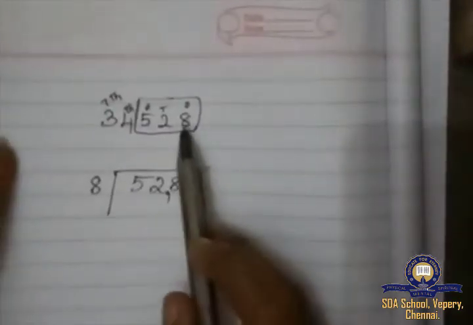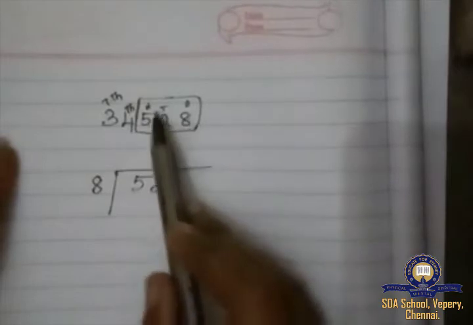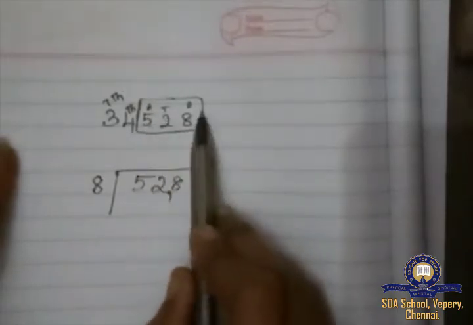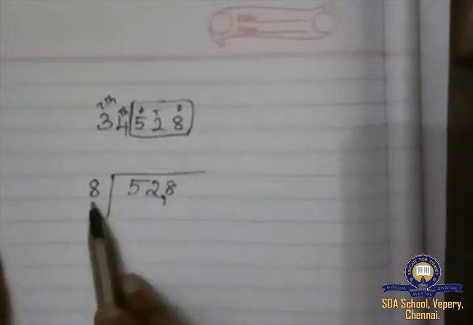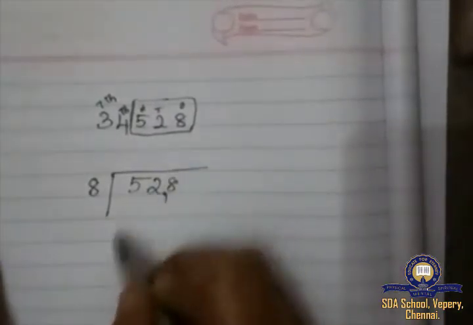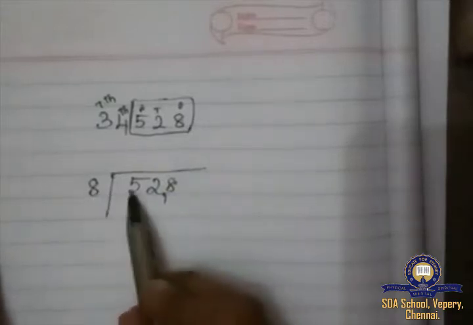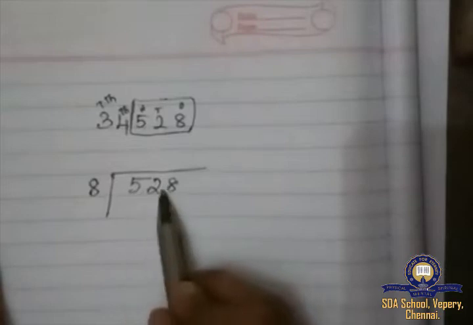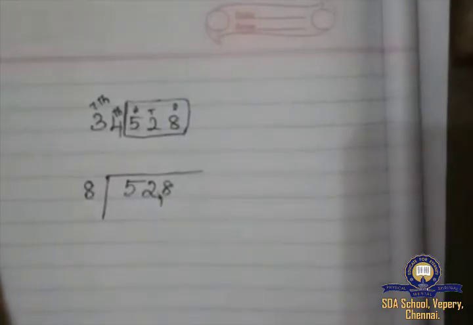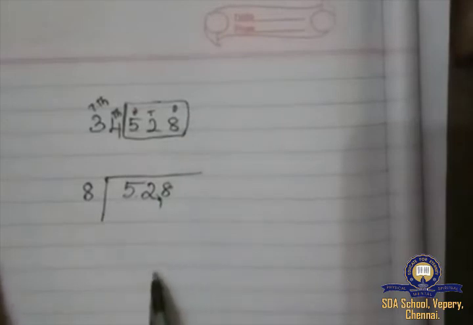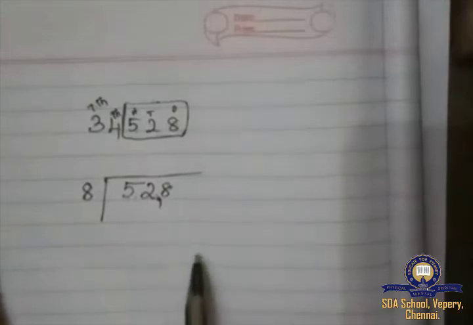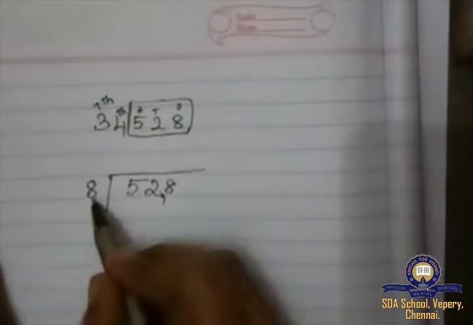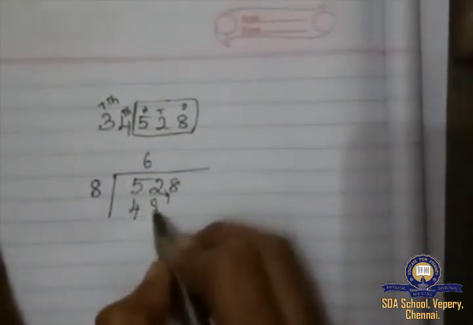34,528. See, the last 3 digits, that is hundreds place, tens place and ones place, we have to check. We have to divide it by 8. When you take the number 5 alone and compare with 8, it is very small. So you can take 2 digits, that is 52. Will this number 52 get divided in the table? We have to check. 8 sevens are 56. Shall we stop? 8 sixes are 48.